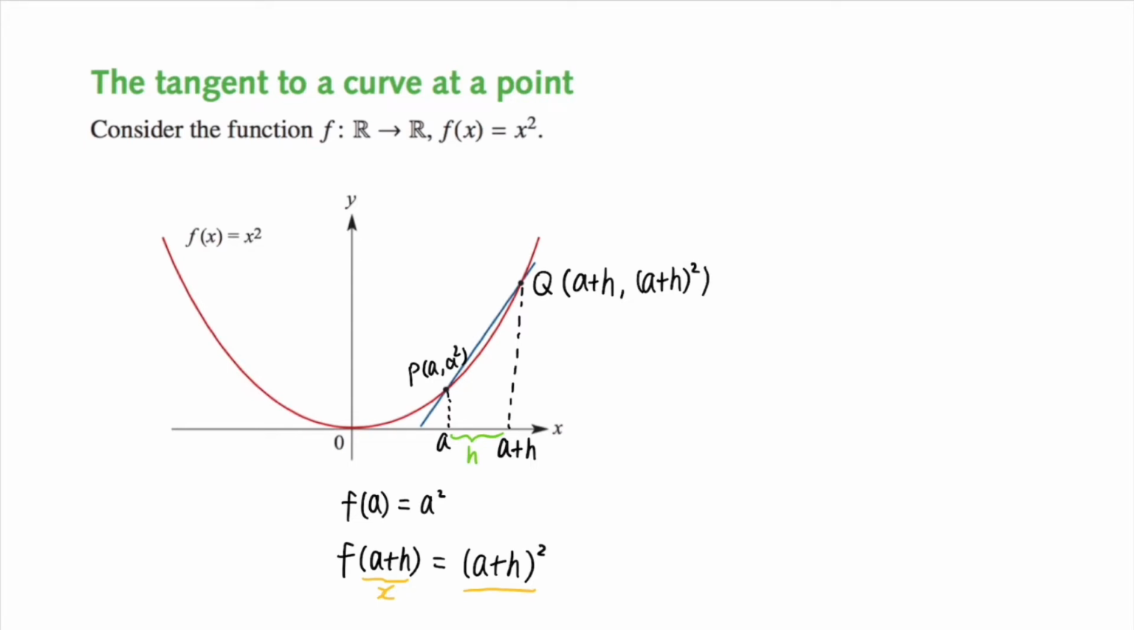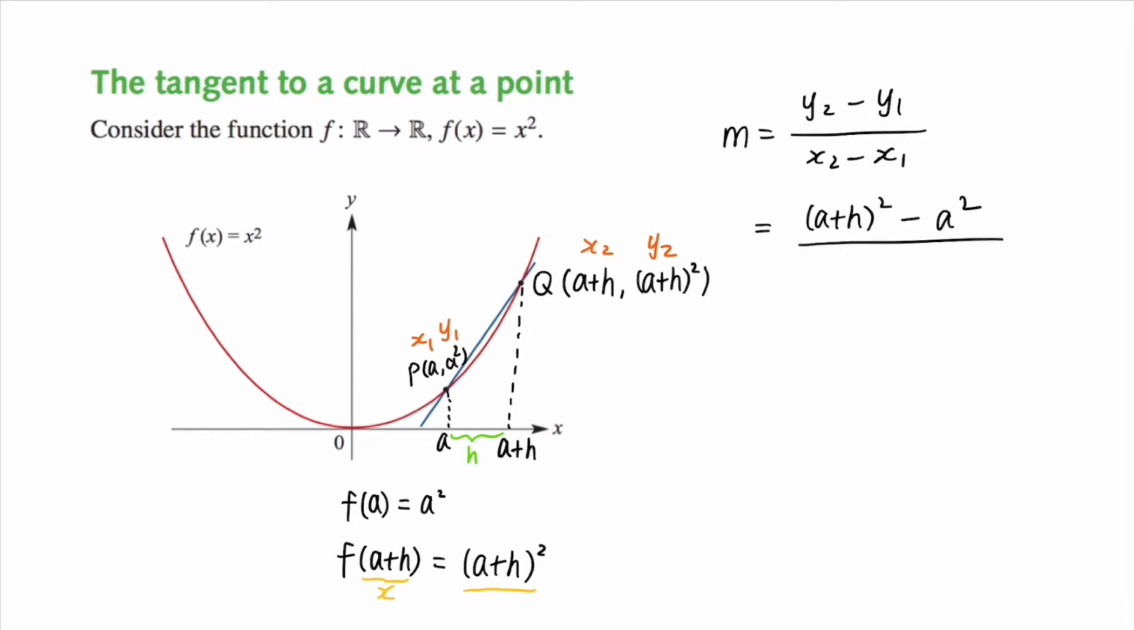Now do we know the 2 points? Yes. Let's use the formula y2 minus y1 over x2 minus x1 to find the gradient. So gradient m is equal to y2 minus y1 over x2 minus x1. What's our y2? Actually, let me label this. This is our y2, this is y1, this is x2, and this is x1. So y2 is a plus h squared, minus y1 which is a squared, over x2 which is a plus h, minus x1 which is a. Now let's try to simplify this fraction by expanding the brackets.